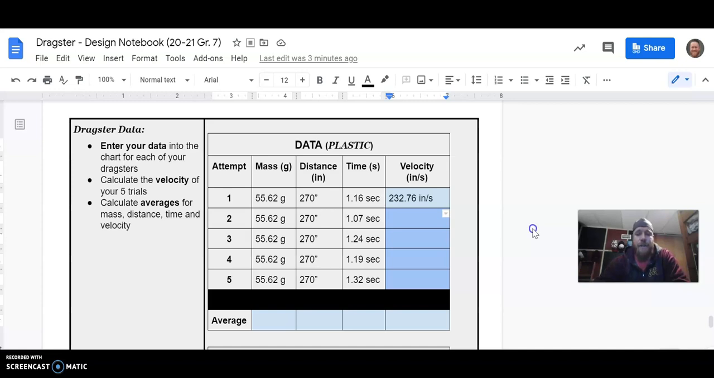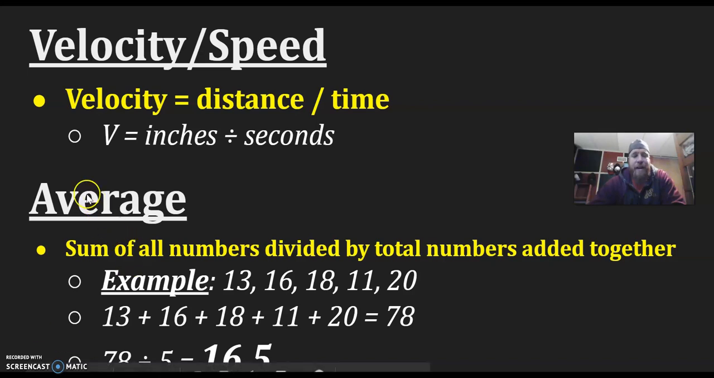Then we come to average, and we want to calculate the average of each of these columns. What's the average mass, distance, time, and velocity? So to calculate the averages, I'm going to pause this video here and put up another screen that's going to remind us how to calculate average. So here we go. To calculate average, we're going to take the sum of all numbers divided by the total numbers that we added together.